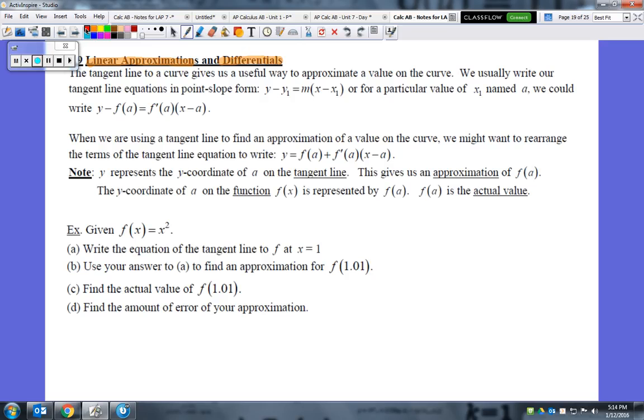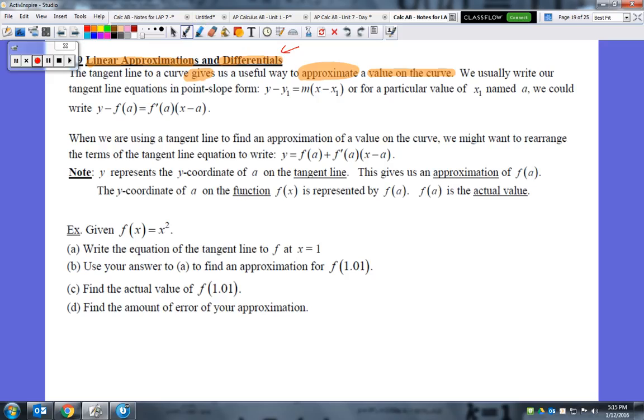They feel like they're a little bit disconnected, but the differentials kind of tie in here and there, and you'll understand more how when we do the integral part starting next unit. Okay, so let's go ahead and begin. It says the tangent line to a curve gives a useful way to approximate the value on a curve.